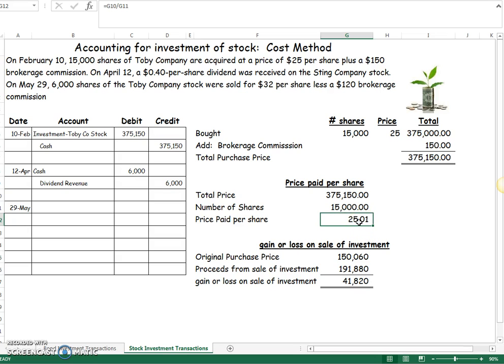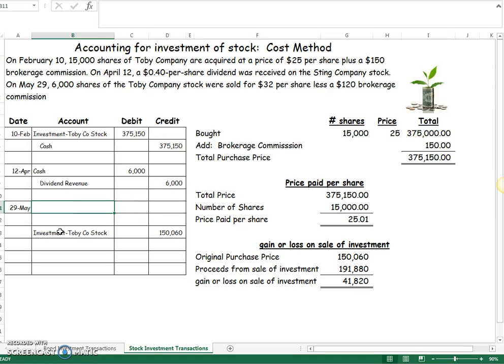So now that I'm going to sell some of them, I'm going to say 6,000 shares, that's how many I'm selling, times this $25.01. So my original purchase price, which is now how much I'm selling, is $150,060. Alright, so I'm going to be getting rid of that. So it's called investment Toby Company stock. I'm going to credit that because I'm selling it, so it needs to go away for $150,060.